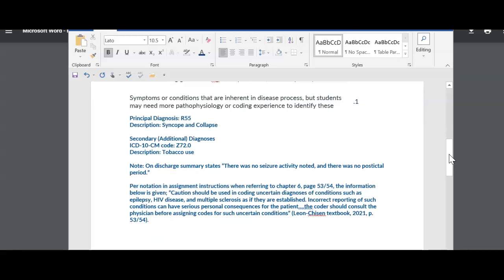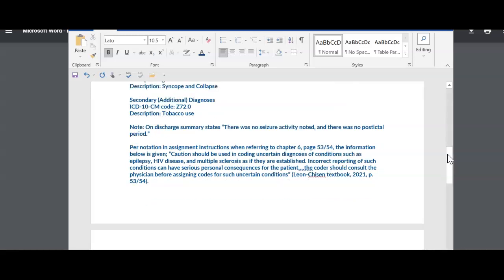So let's go ahead and start off with this chart. Our principal diagnosis here is going to be the syncope and collapse, R55, and we'll talk about this here. The secondary diagnosis is going to be the tobacco abuse, Z72.0. Keep in mind, on the discharge summary, it states there was no seizure activity noted.